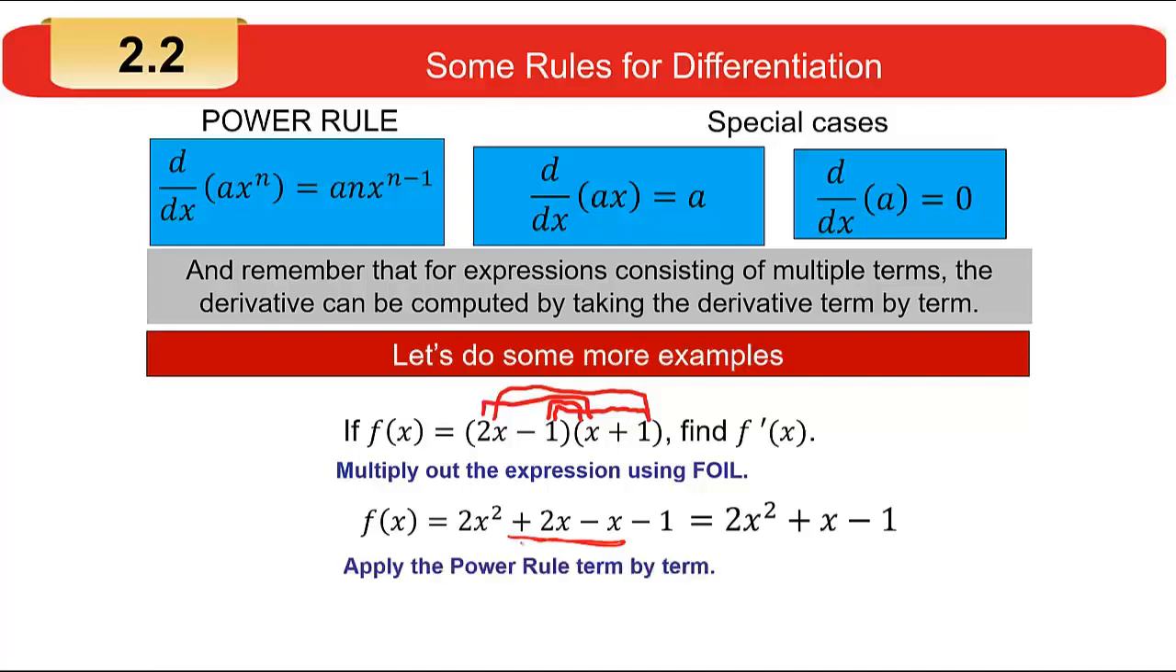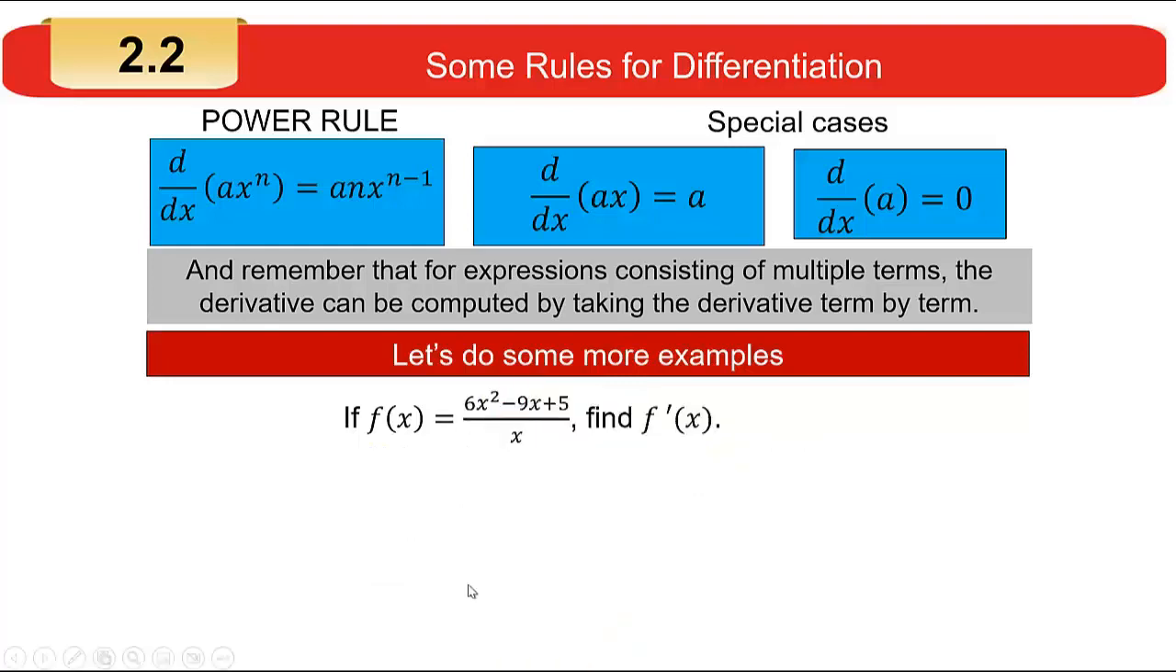So you start off looking at the derivative of 2x squared, which is 4x. The derivative of x is just 1. And the derivative of a number is always 0. So the derivative is 4x plus 1. Think about that. Make sure you're good with it. You multiply it out, simplify it, then take derivatives term by term. And notice that the power rule and the two special cases allow you to get 4x plus 1 as the answer.